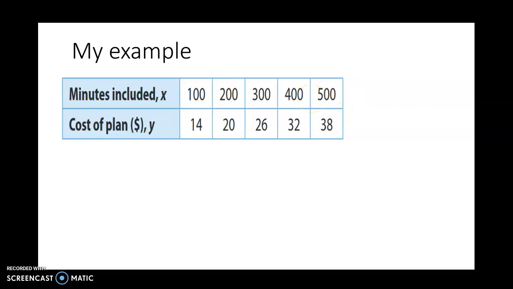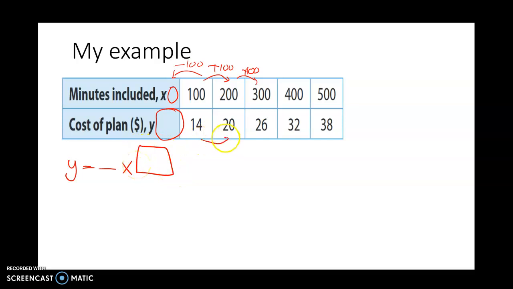So let's find the pattern in the table. I see the x's go by 100s, plus 100, plus 100. So to go backwards, I have to minus 100. And 100 minus 100 is 0, which is what I want. So now whatever number I get here is going to go at the end of my equation. Y equals something x. It's going to go here.